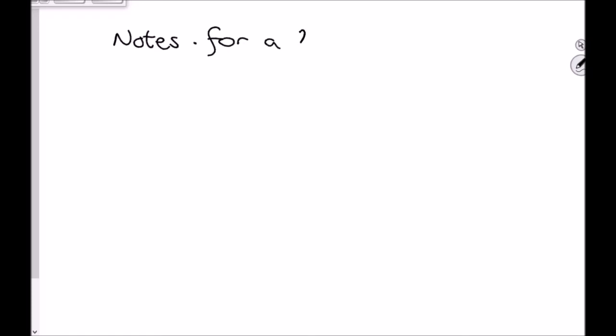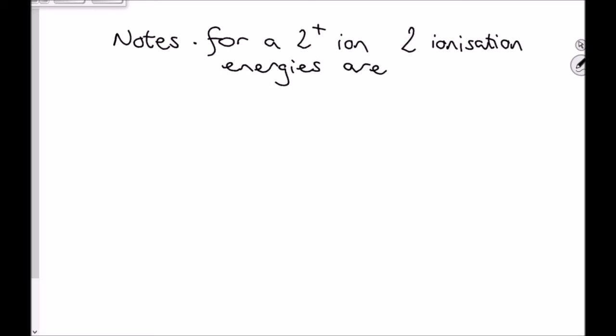A couple of notes when we're looking at enthalpy changes. For a 2+ ion, when we're making the Born-Haber cycle, we need 2 successive ionization energies to remove the 2 electrons. So that's going to have to go into the Born-Haber cycle. So 2 ionization energies are needed. And for a 2- ion, we will need 2 electron affinities.